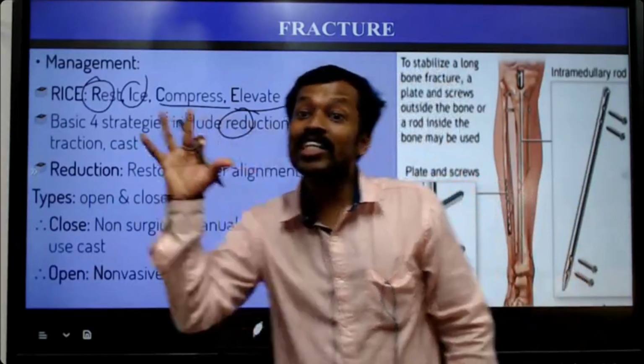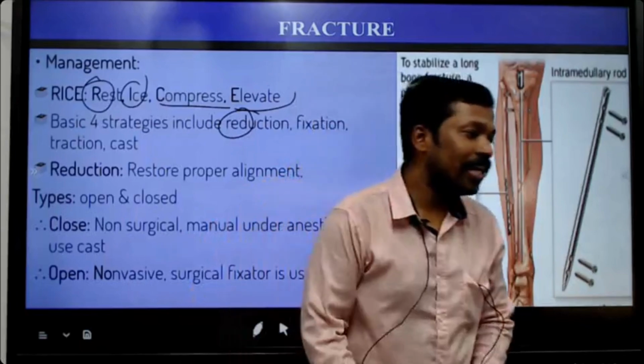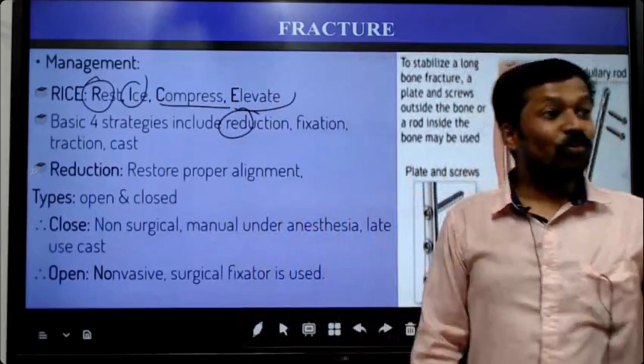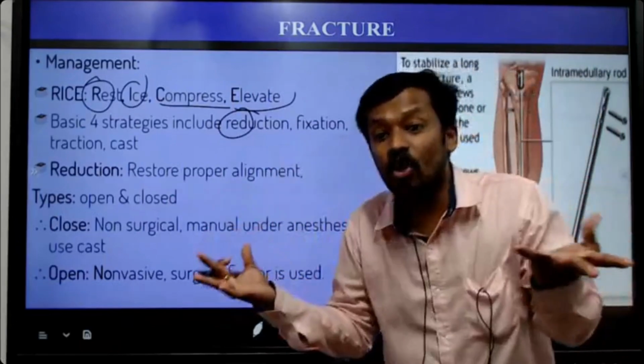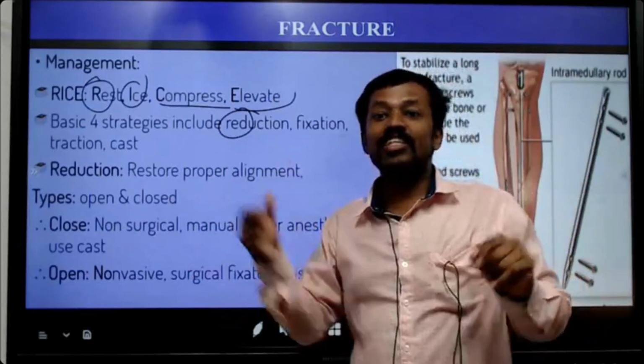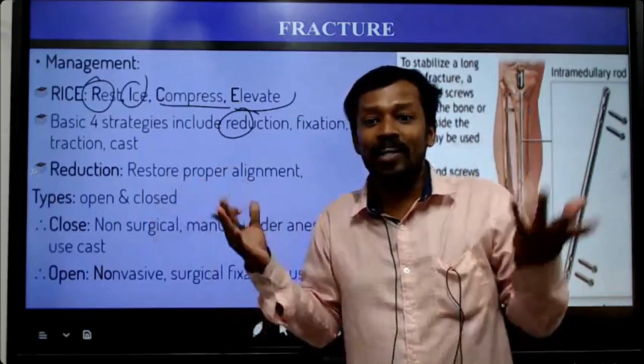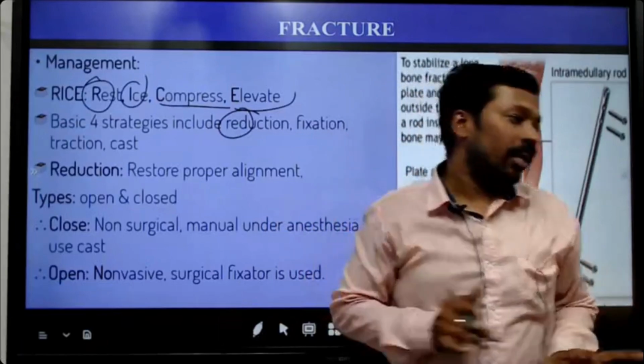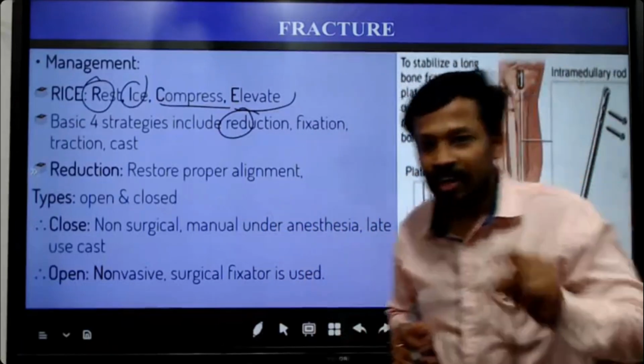reduction. Non-surgical method. Non-surgical method reduction. This is of two types. One is open reduction, one is closed reduction. This is closed reduction. Open reduction means surgical, they will open it and correct it. Got it? Okay, fine.